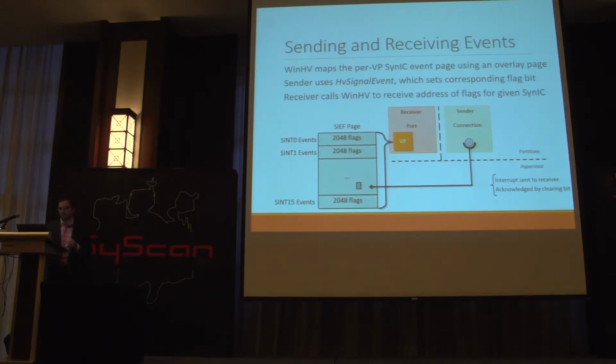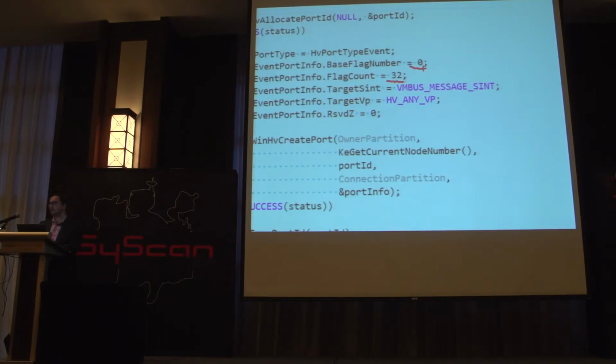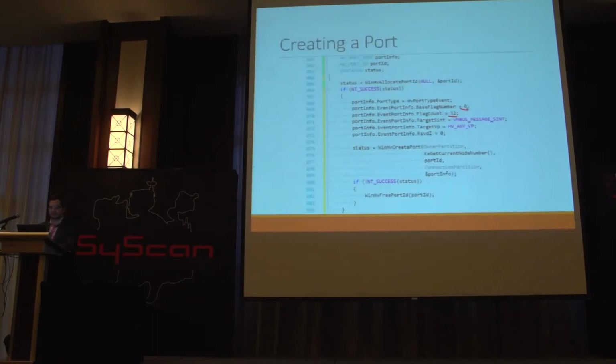Events work like this: the sender flips a bit. When the bit is flipped on that specific interrupt vector, the virtual processor, the receiver, gets an interrupt. You clear the bit once you're done, and if you get the interrupt again, it's going to come back. You use HV signal event to send bits. You have to pass in the connection ID and the bit number, and the bit number has to match what we set up earlier. Because I said there are 32 flags starting at 0, if someone tries to signal bit 38, they're going to get a failure code because it's not a valid bit that they can signal.